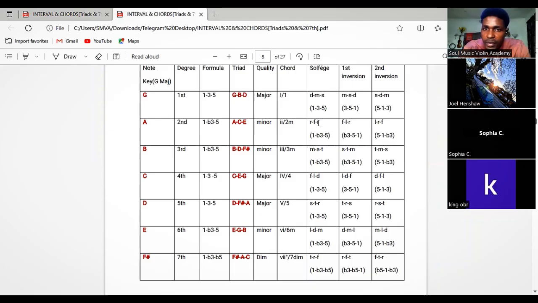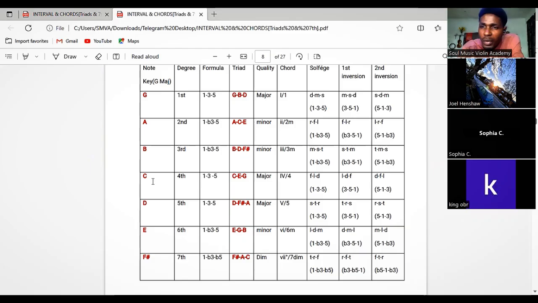For the second chord, it's going to be re fa la, re fa la, re fa la. I couldn't sing it. Then for the third chord, you have mi so ti, mi so ti, mi so ti. But then I just use the triads. So I'm talking about triads now, just the three notes. I'm not adding the octave. So you have mi so ti. Ti mi so is the first inversion. Ti mi so is the second inversion.